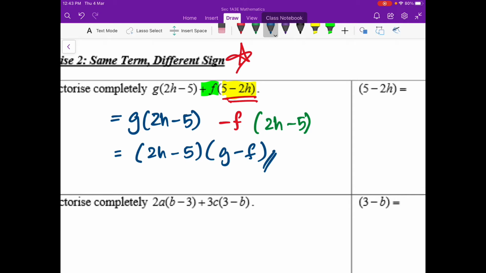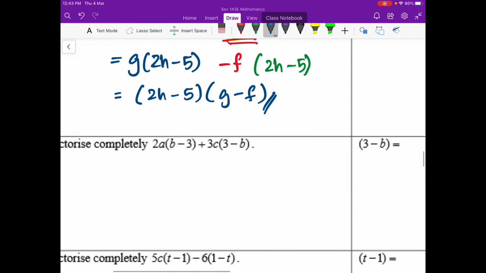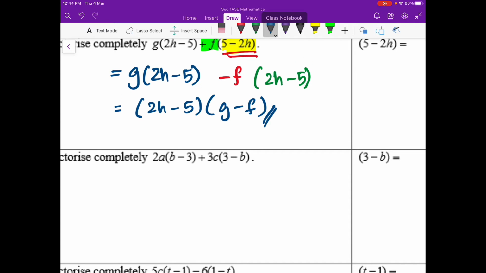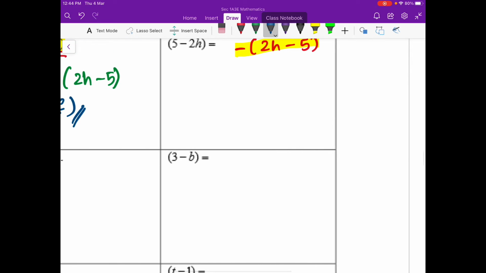Okay? Any questions? If not, we shall try the next question. 2a times b minus 3 plus 3c times 3 minus b. So again, are there common factors? Take a look. Don't have. But I have something that's really similar. b minus 3 and 3 minus b. It's the difference of sign. So when there's a difference in a sign, I can easily change one to the other by multiplying by a negative 1.